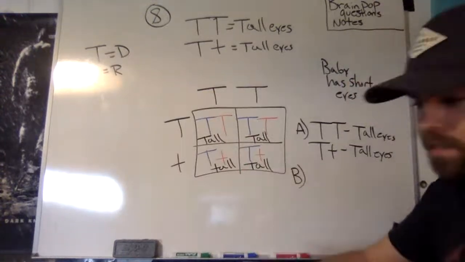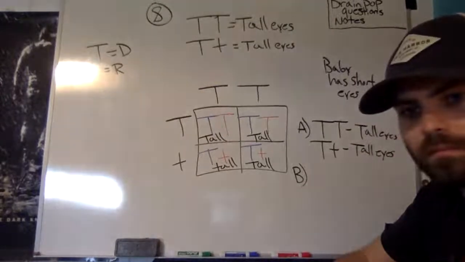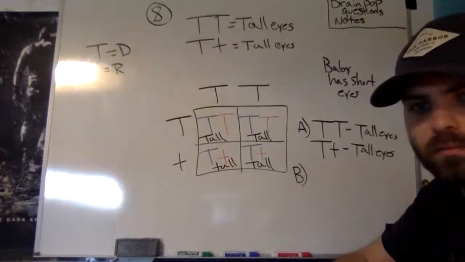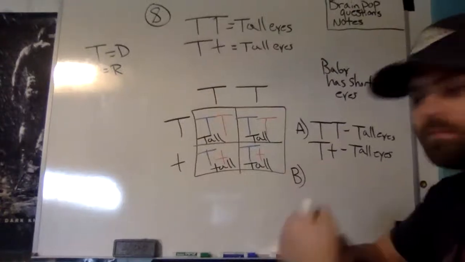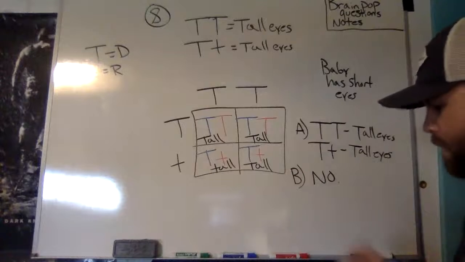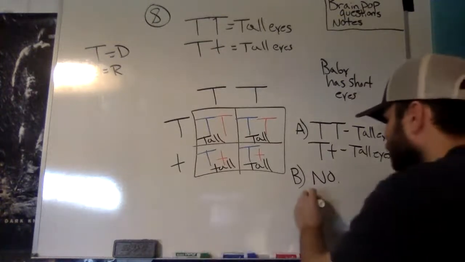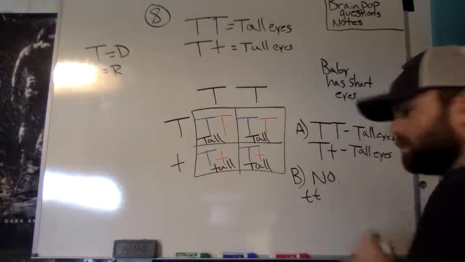Then you have your capital T and lowercase t. So is there any possible way that this is their child? No. And you can explain that in order to get a short, you need 2 lowercase t.